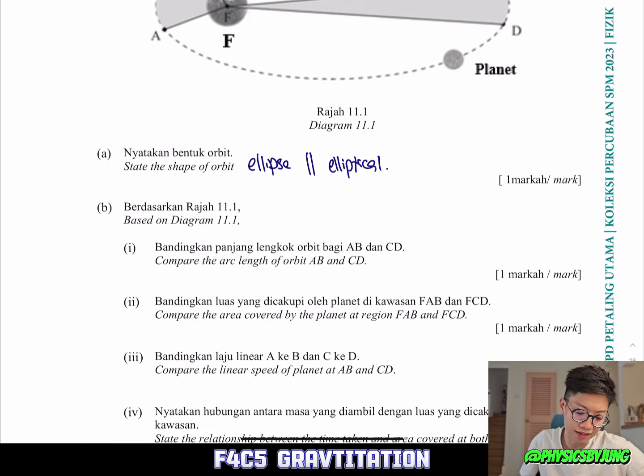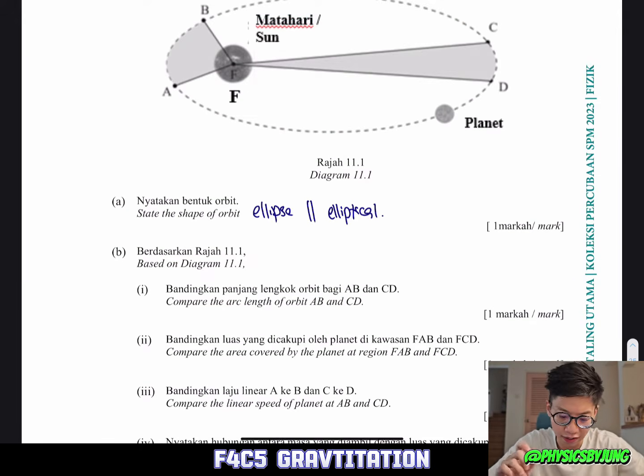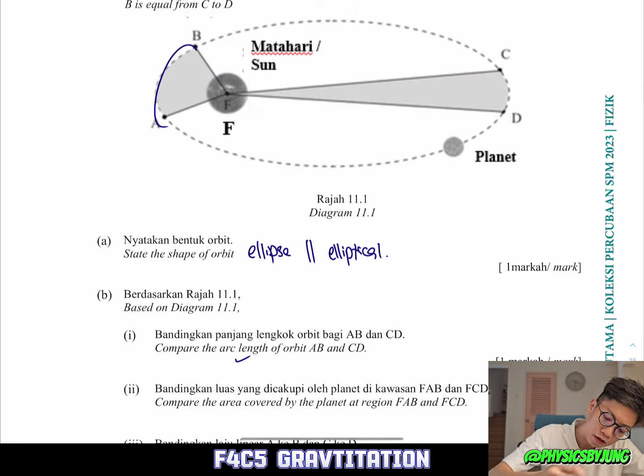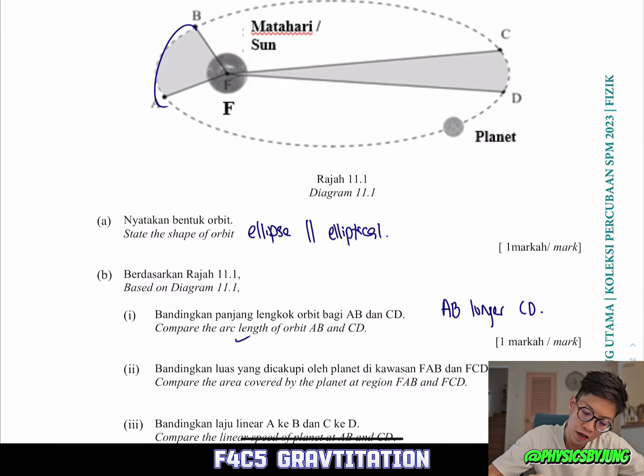Now, compare the length of arc, the area, the linear speed. In order to save time, I will just use greater or smaller than. Length of arc, so obviously AB is going to be longer than CD. In the exam, you write full sentences. Here it would take too long.